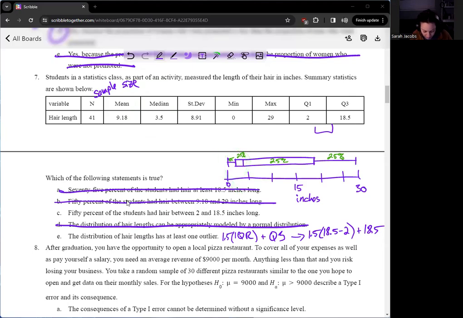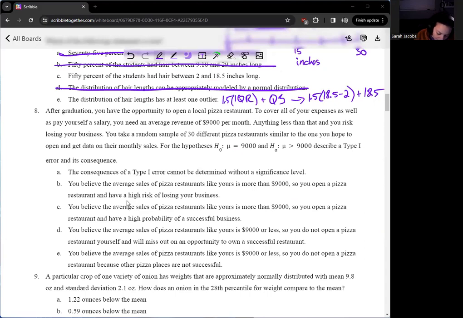All right, let's get a couple more done. After graduation, you have the opportunity to open a local pizza restaurant. To cover all of your expenses as well as pay yourself a salary, you need an average revenue of $9,000 per month. Anything less than that and you risk losing your business. You take a random sample of 30 different pizza restaurants, similar to the one you hope to open, and get data on their monthly sales. For the hypotheses, the null being that the average is 9,000, and the alternative being that the average is greater than 9,000, describe a type 1 error and its consequence.